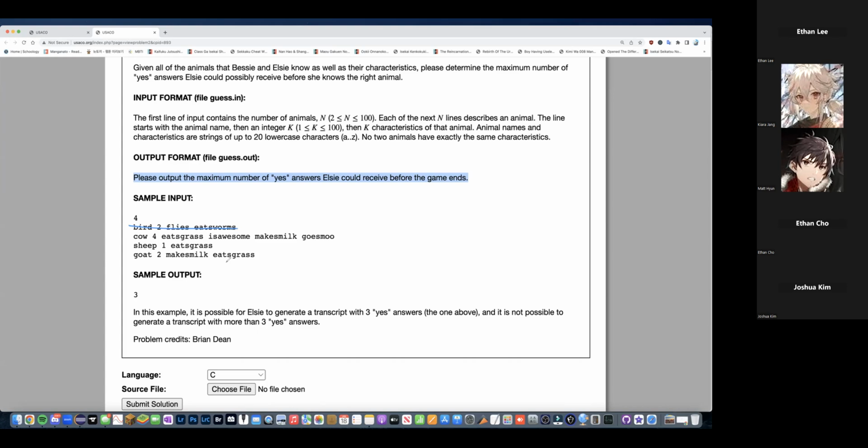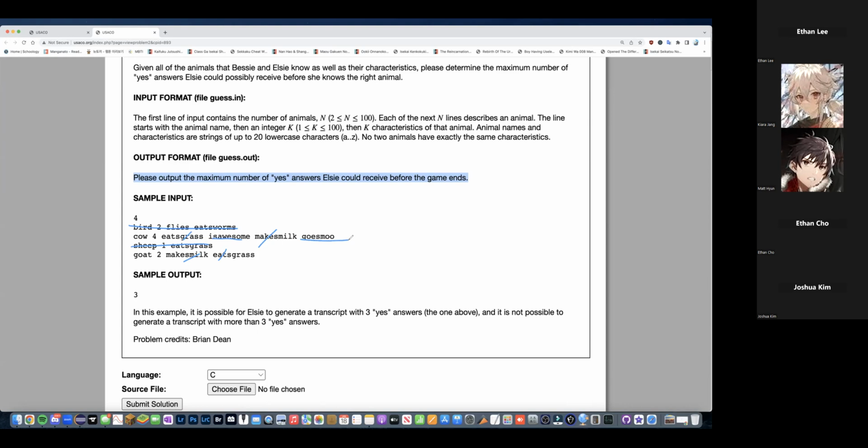So the next trait that we want to know that comes out the most is makes milk, because eats grass we've already checked. So that one is common throughout. Is awesome only appears here. Goes moo only appears here. So makes milk appears twice, so we can eliminate sheep. That's 2 yeses. Now, if we can't do eats grass or makes milk, we know it's either going to be is awesome or goes moo.